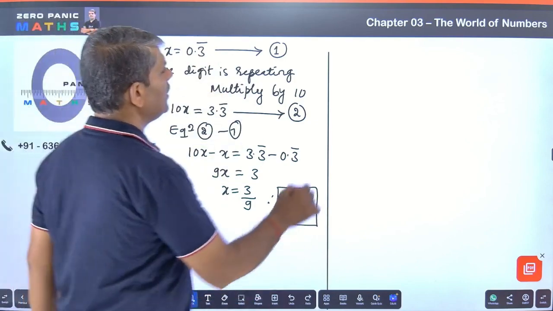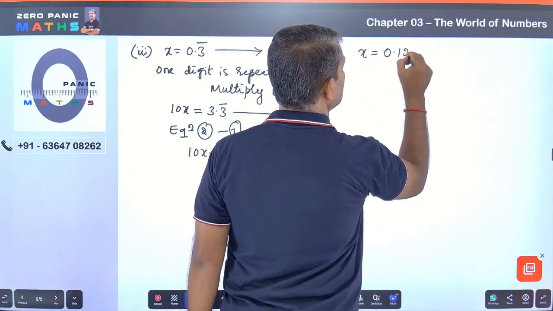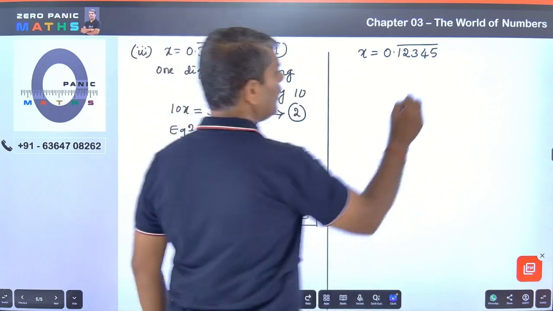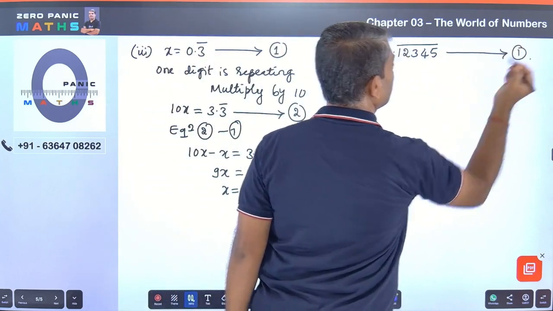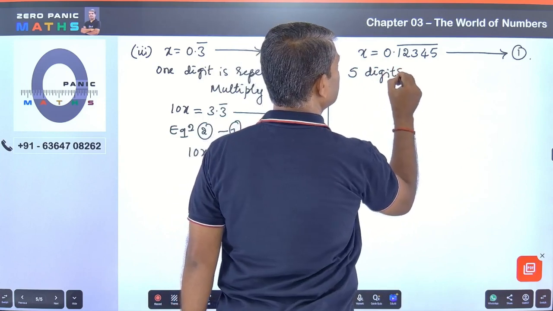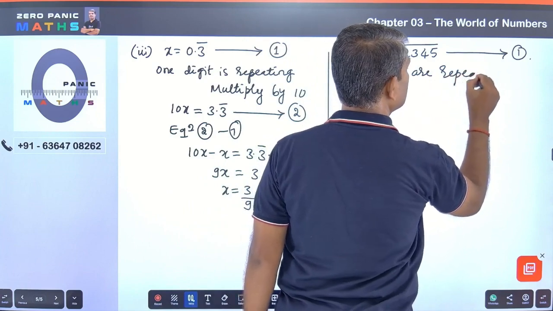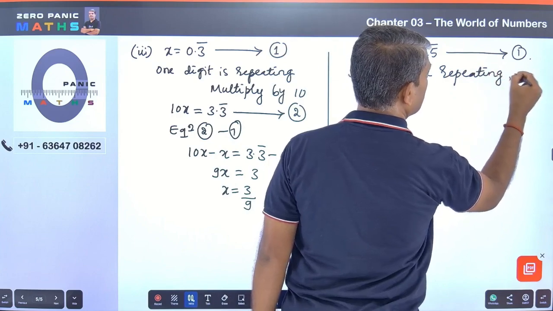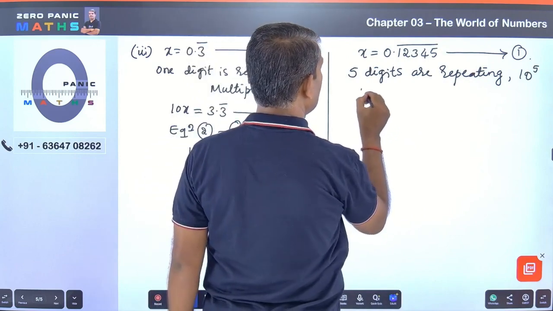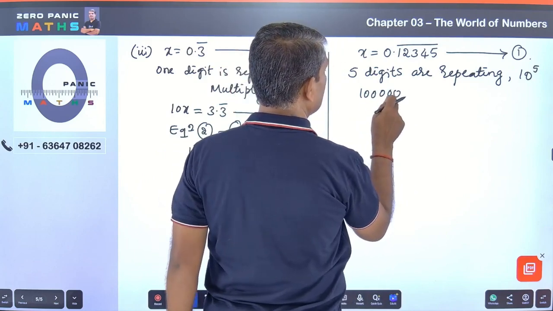The second one is a similar one. You need to consider x is equal to 0.12345 repeating. Five digits are repeating. Okay, so this is equation 1. Since five digits are repeating, you need to multiply this by how much? It is 10 to the power of 5, that is 1 followed by 5 zeros. Okay, it is 1 lakh.